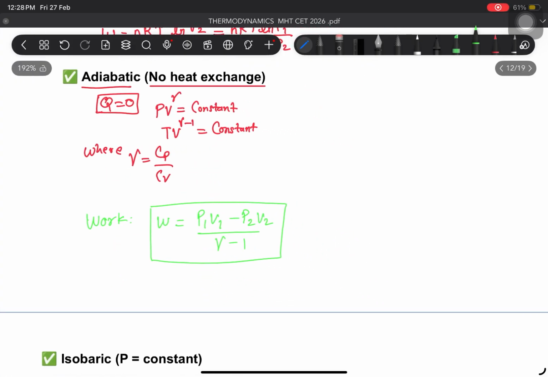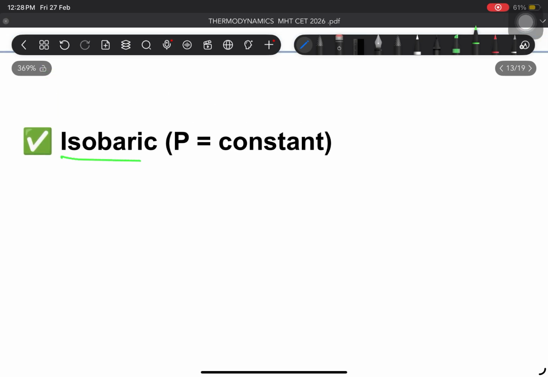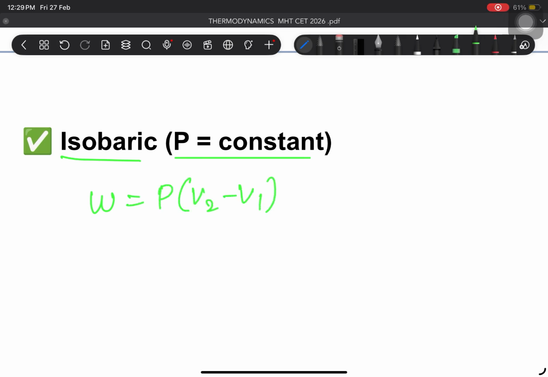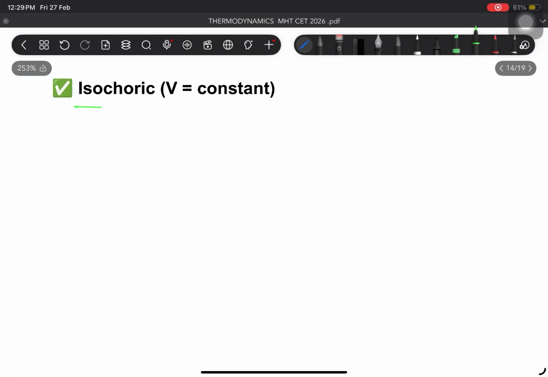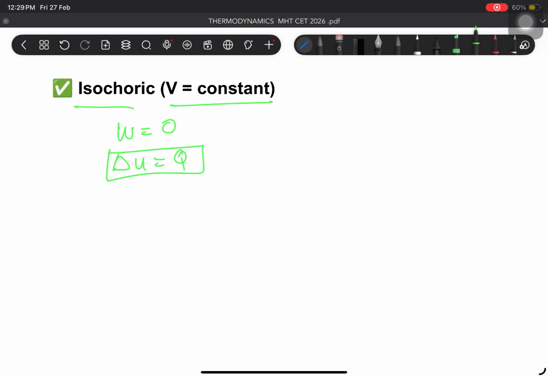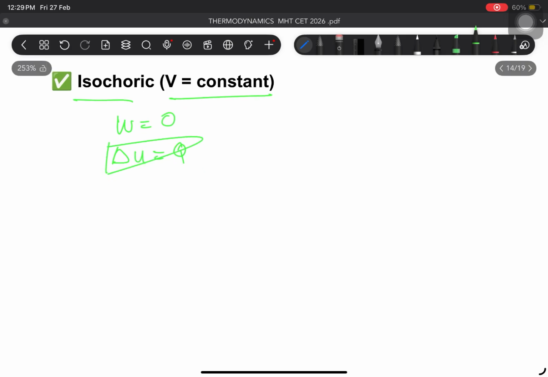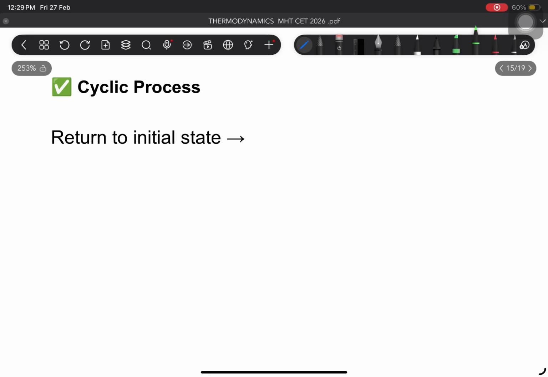So next process is isobaric. Pressure is constant, so work done equals P(V2 minus V1). Simple. Isochoric: volume constant, work done equals 0, delta U equals Q. Simple. Next, cyclic process: returns to the initial state, delta U equals 0.